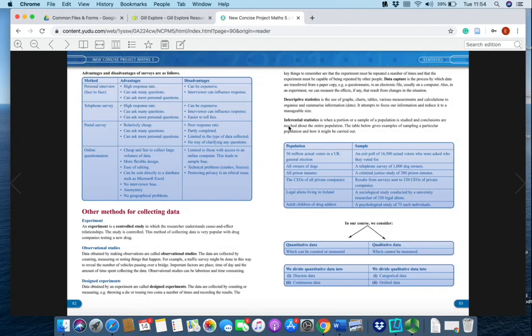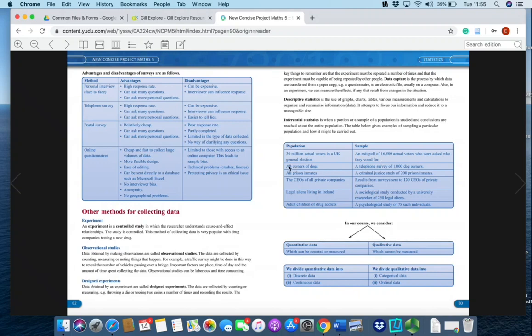And we're then going to do inferential statistics, which is super, super important. It's when a proportion or a sample of a population is studied and conclusions are reached about the entire population. So the table below gives examples of sampling a particular population and how it might be carried out. In other words, if you needed to survey 30 million actual voters in a UK general election, what you could do is take a sample of 16,500 actual voters who were asked who they voted for.